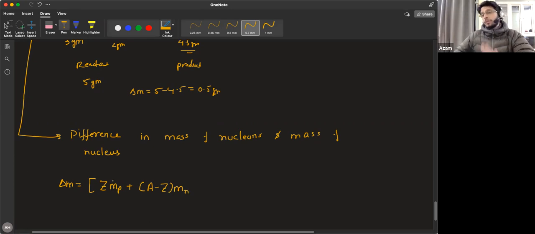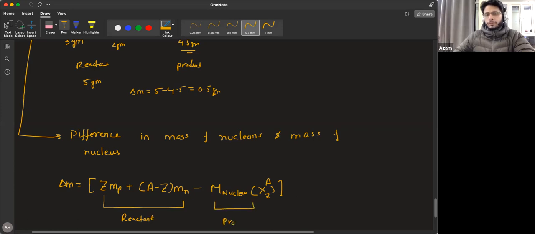So mass of all protons plus mass of all neutrons minus the mass of nucleus. Let's call this the nucleus of element X having mass number A and atomic number Z. So this is your reactant, and this is your product. So it is just the difference between the mass of reactant and mass of product. That's mass defect.